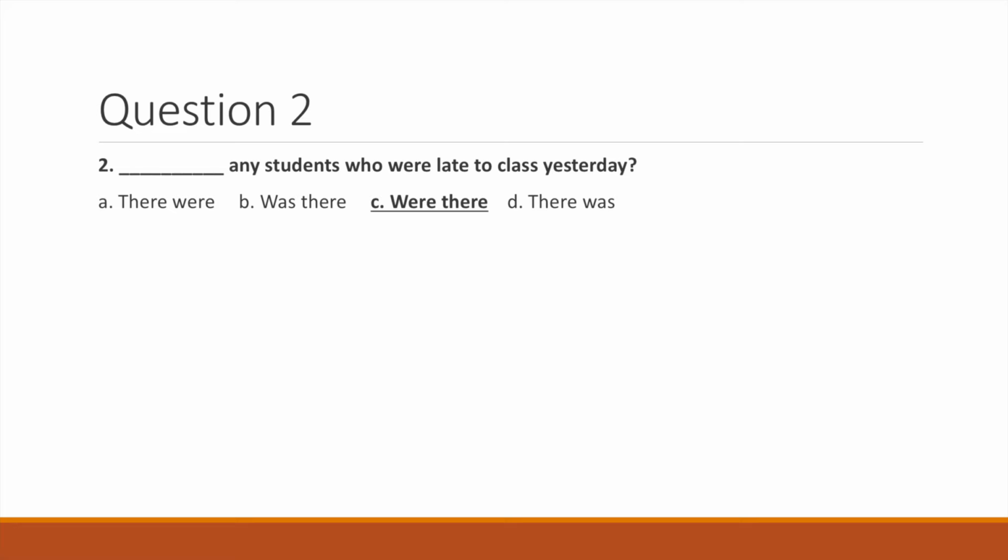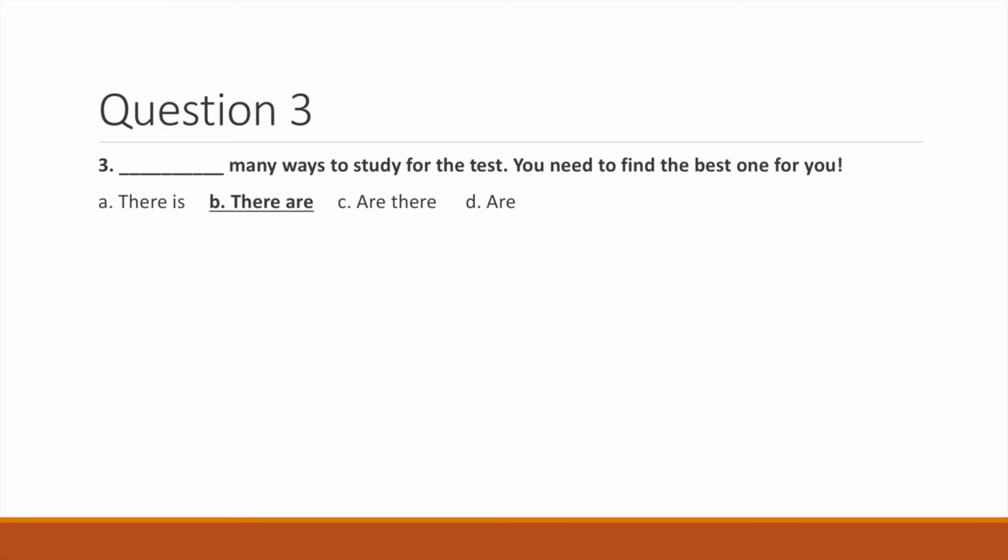Question 2. Blank any students who were late to class yesterday. We have a question, so we know we must start with the be verb. We have yesterday. This is a clue to tell me we're asking about the past. And because we have students, something plural, we need the plural form. Therefore, C is the correct answer. Question 3. Blank many ways to study for the test. You need to find the best one for you. Here, we have a statement, so we start with there. We're talking about something plural, many ways. Therefore, B is the correct answer.